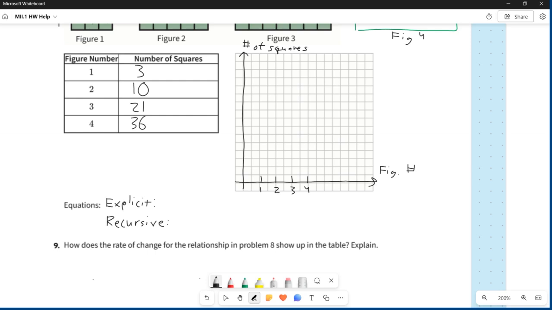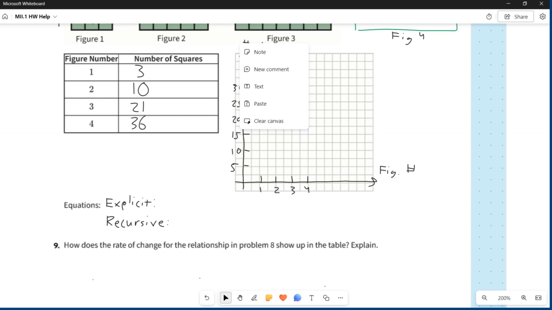And there isn't necessarily one correct answer here. I am going to choose to go every 2 boxes is going to represent 5 squares. So what that means is my first hash mark here, 2 boxes up, is going to be 5. Then another 2 is going to be 10. Another 2 is going to be 15. Another 2 is 20. Another 2 is 25. Another 2 is 30.